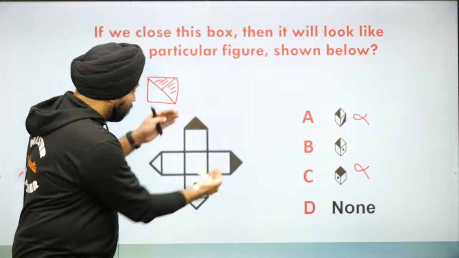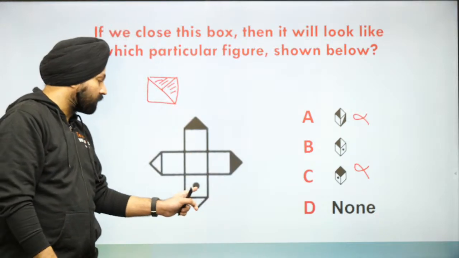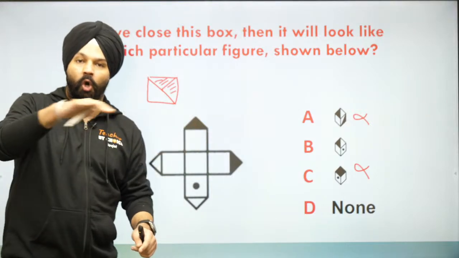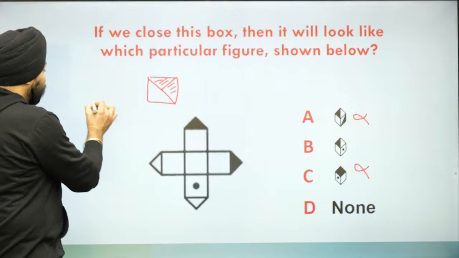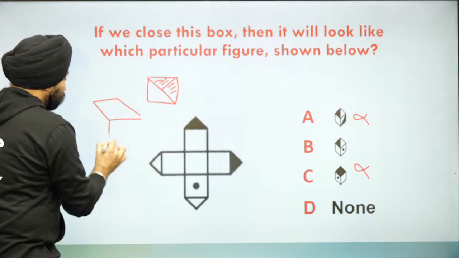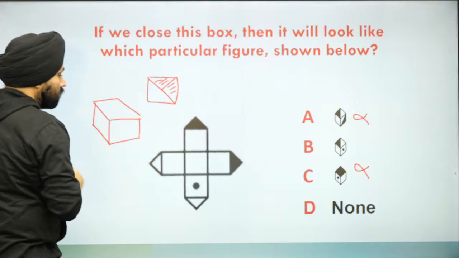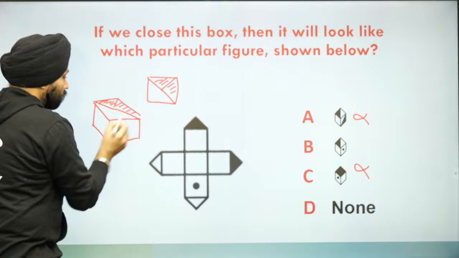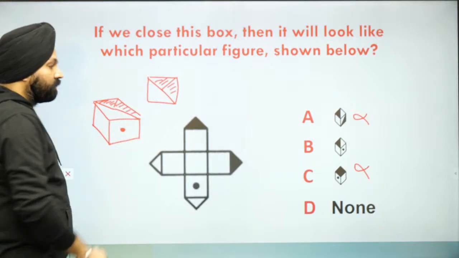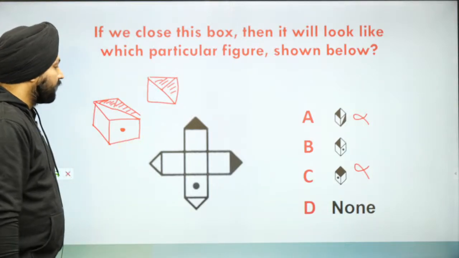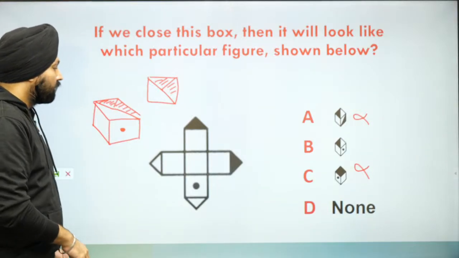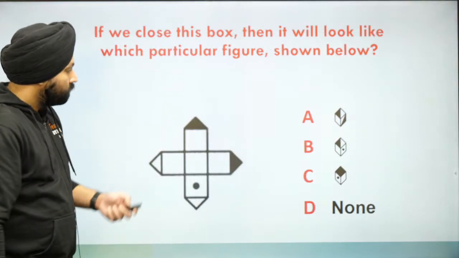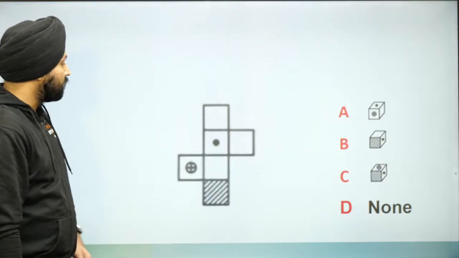We need to check when we shall be closing this box, this dot will be one of the walls which will be adjacent to the top, that is the shaded top. Means if I draw a 3D diagram, it will be something like this. Fine. So that is again a different orientation. You can draw like that also, right? But I hope that is clear to you. So moving ahead. So rightly answered. Let's move to the next question.